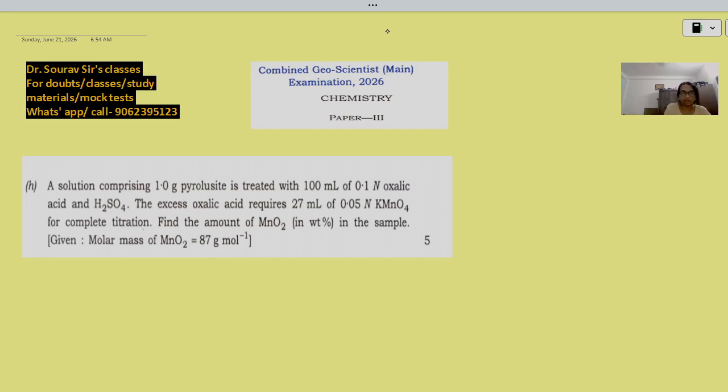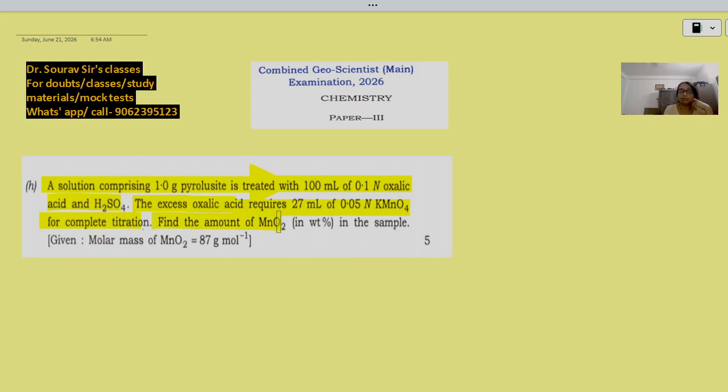Now the question is: a solution comprising 1.0 gram of pyrolusite is treated with 100 ml of 0.1 N oxalic acid and sulfuric acid. The excess oxalic acid requires 27 ml of 0.05 N potassium permanganate for complete titration. It is a titration method, in which KMnO4 is used to complete the titration of the acid, that is, the oxalic acid and sulfuric acid mixture.